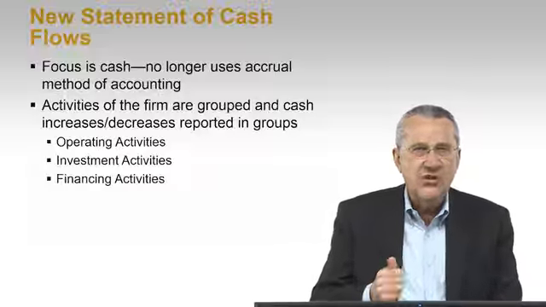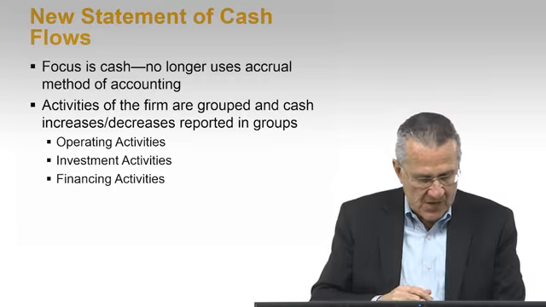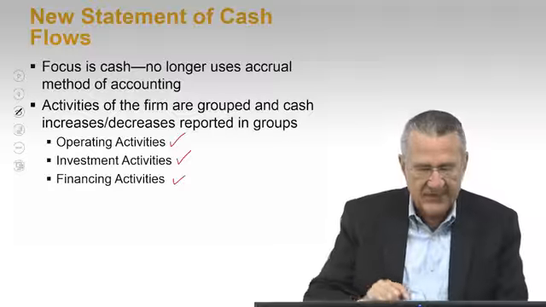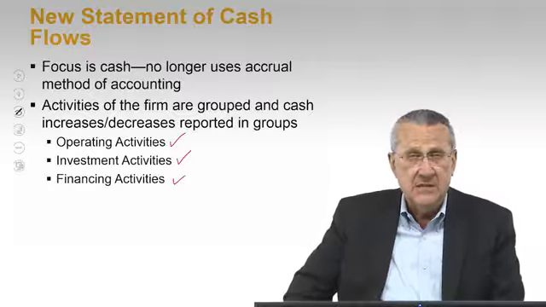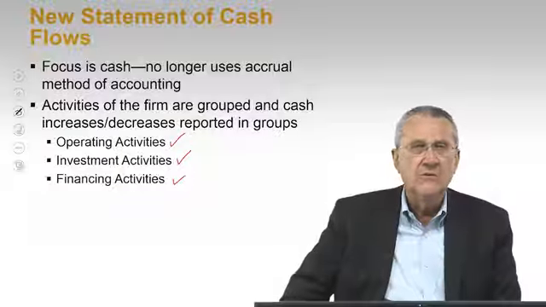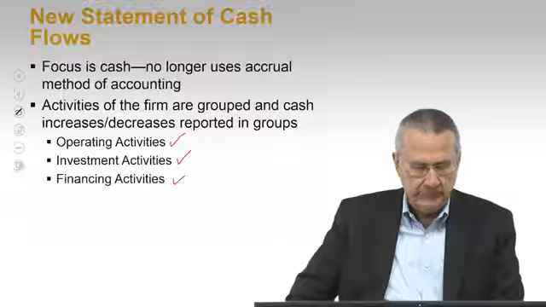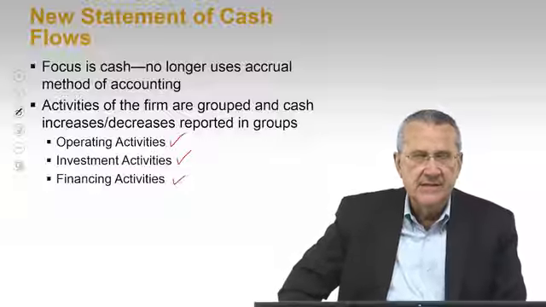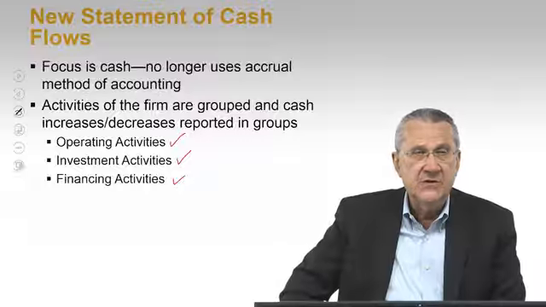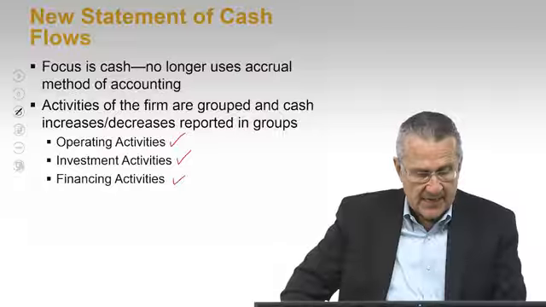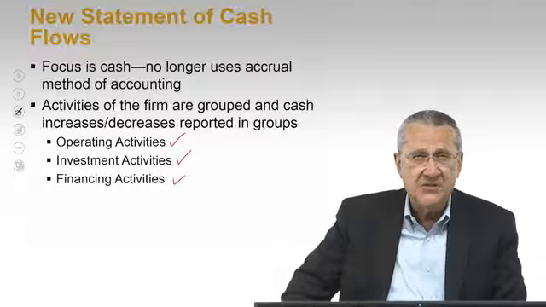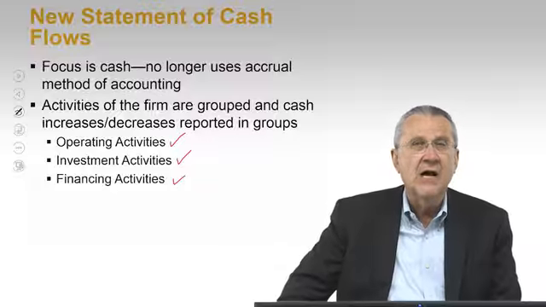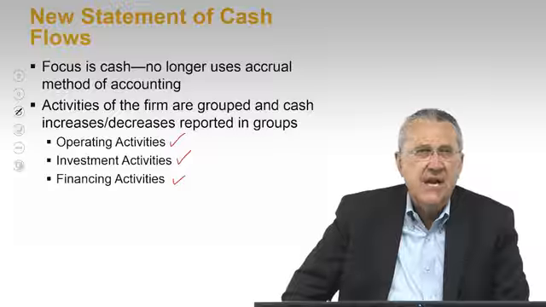And we're going to group the activities of the firm. We're going to report cash increases or cash decreases with respect to operating activities, investing activities, and separately financing activities. The result is that we're going to give some really important new information to the financial statement user. If you think about those three kinds of activities, ultimately, every business that's going to survive must have positive cash flow from operating activities because it's the only source of cash, the gasoline that makes this engine run. It's the only source that's continuing.